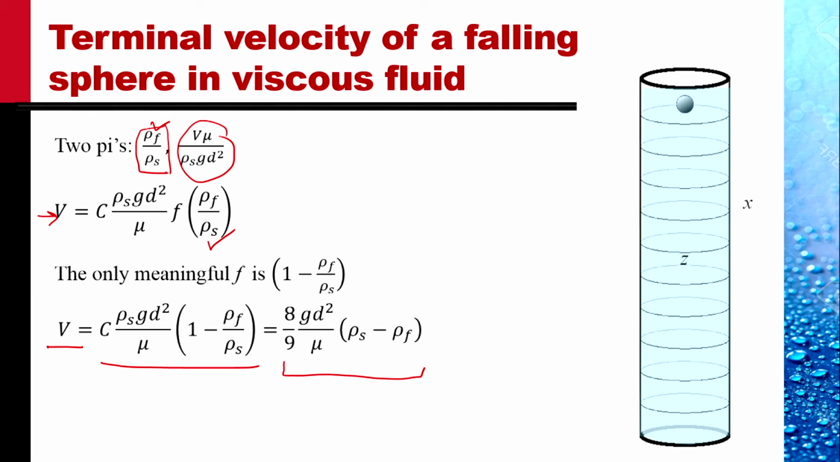Notice again that it is the use of dimensions that decreased the number of pi numbers formed to the ideal number 1. So we ended up with only 1 pi number. Of course, we have used the fact that the density of the fluid should enter only in the combination 1 minus rho f by rho s.